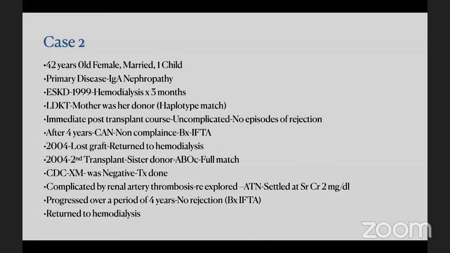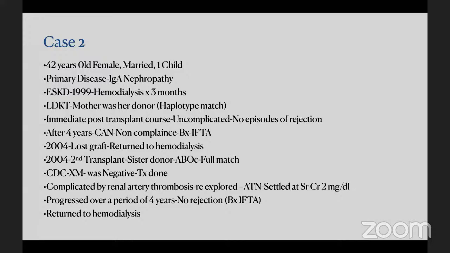So then we come to a second case, which was a 42-year-old female, married, had one child. Her primary disease was IgA nephropathy. She had end-stage kidney disease in 1999, underwent hemodialysis for 3 months, and subsequently her mother came forward for donation. She had a live donor kidney transplant with a haplotype matched mother. She had an immediate post-transplant course which was uncomplicated. There were no episodes of rejection.